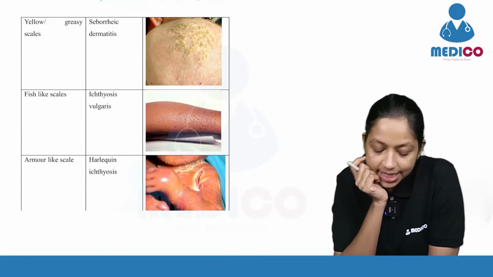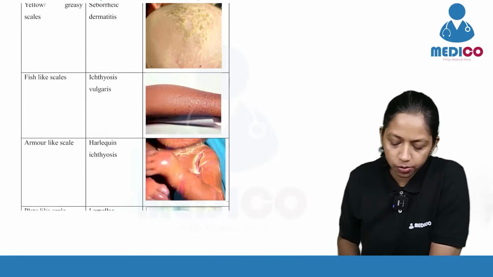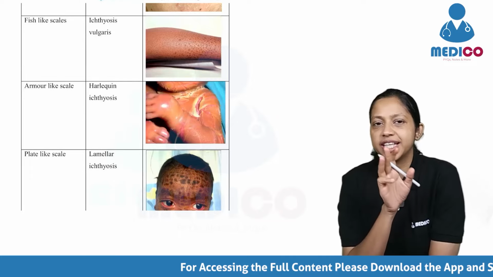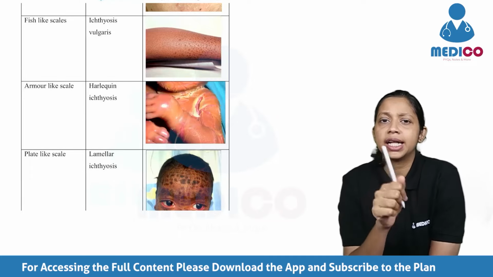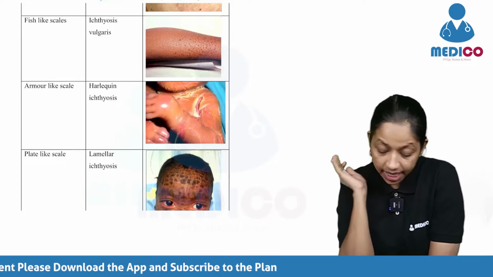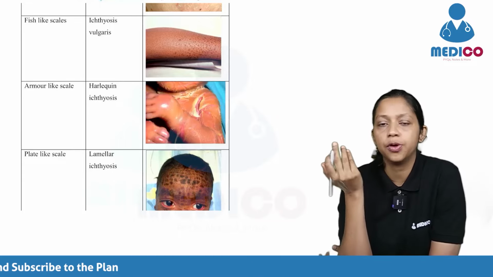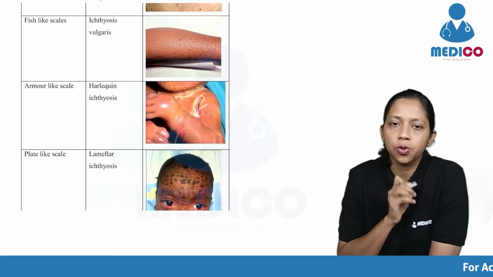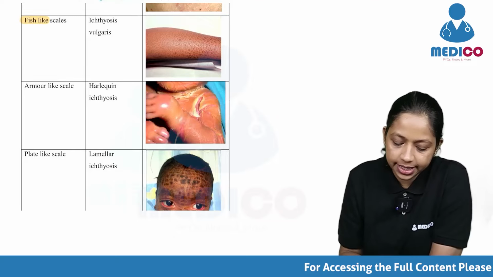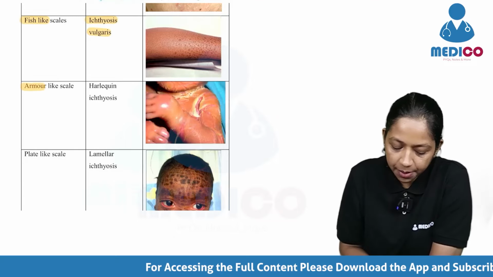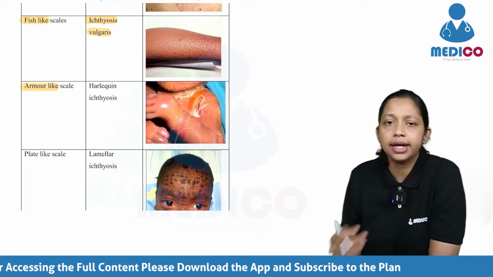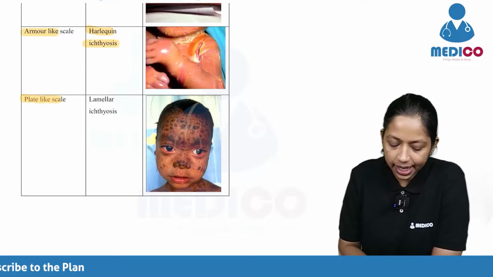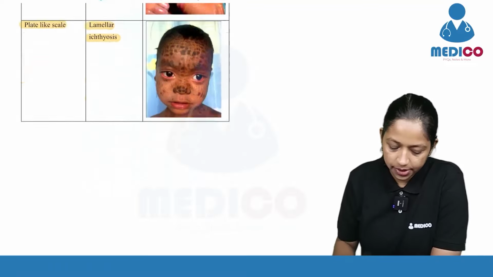Now we have yellow and greasy scales of seborrheic dermatitis, very difficult to miss, very classic. Now coming to ichthyotic disorders, we have three named types of scales that you should not forget, and sometimes in exams that can be the cue to the correct answer. Sometimes the scale may not help you, but the words are given for you to go to the correct answer. If it is fish-like scales, it is ichthyosis vulgaris. If they mention armor-like scale, like a tight armor kept on the chest, that is harlequin ichthyosis. And plate-like scale is seen in lamellar ichthyosis.